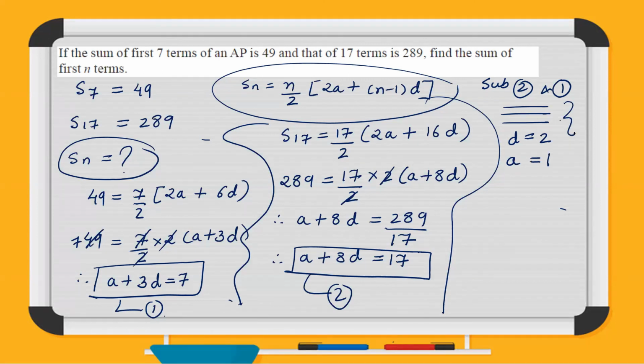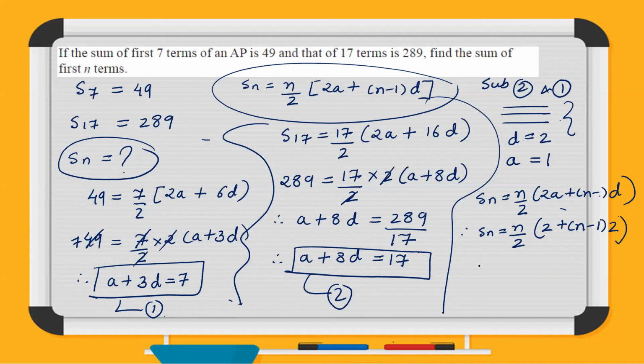Now, as we get a and d as 1 and 2 respectively, we need to find a general form for Sn. So we know Sn is equal to n by 2 in bracket 2a plus n minus 1 into d. Now put in the values of a and d here. So Sn is equal to n by 2 in bracket 2 into 1, which is 2, plus n minus 1 into 2. Taking 2 as common, this 2 and this 2 will cancel.